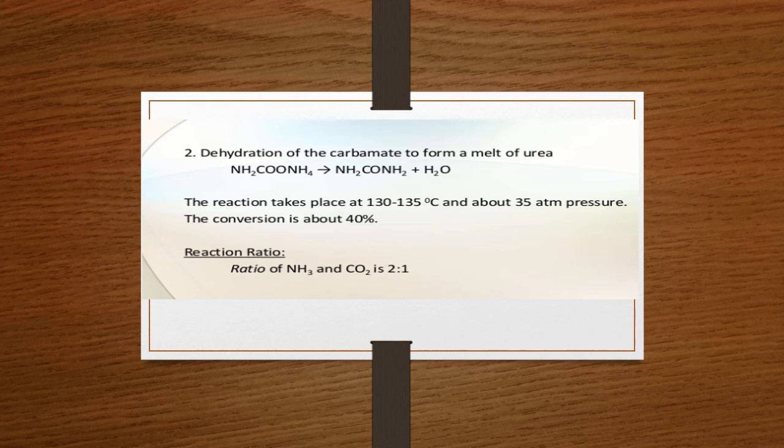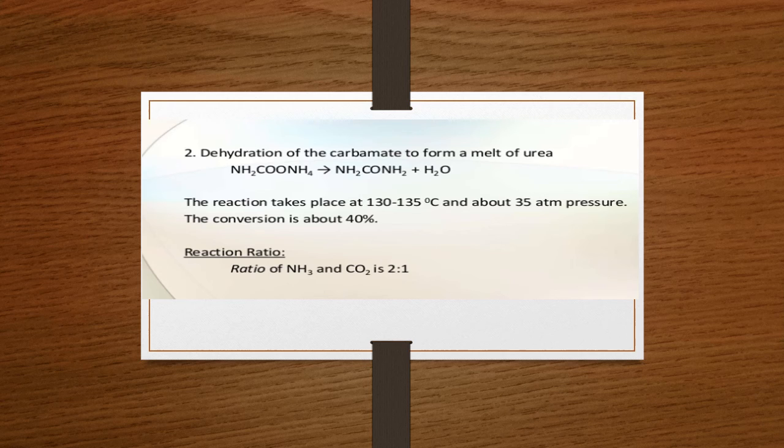Why do we keep the reaction temperature at 130 to 135? The condition required for the above reaction is 130 to 135 degrees centigrade, because the melting point of urea is 133 degrees centigrade, and a pressure of about 35 atm is required. A highly pressurized reaction, or high pressure, is required in the formation of urea. The conversion is about 40%; 40% urea is formed by the above reaction.